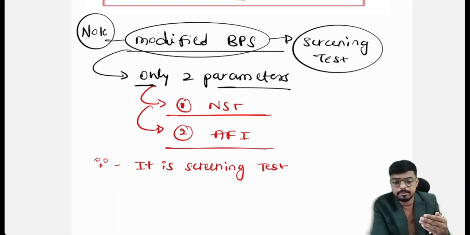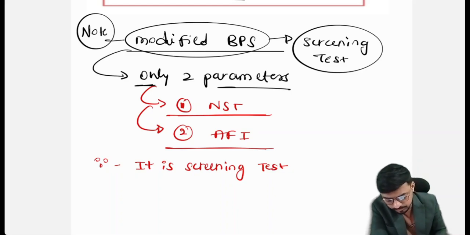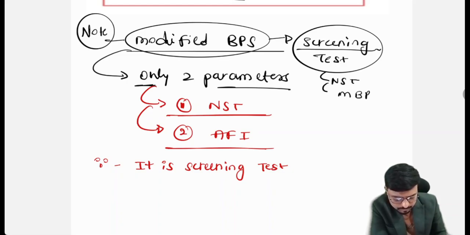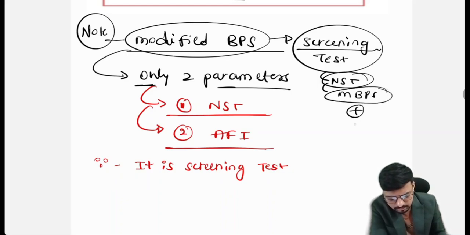But the modified biophysical score, which has only 2 parameters, is again a screening test. So we have 2 screening tests: one is the non-stress test and another one is the modified biophysical scoring. These two are the screening tests. If there is any abnormality in this, we will go for the biophysical scoring.